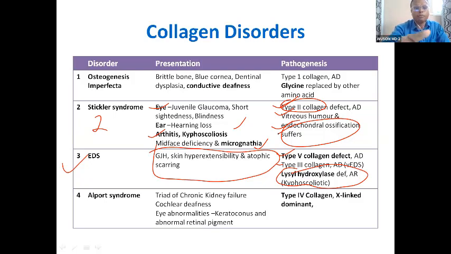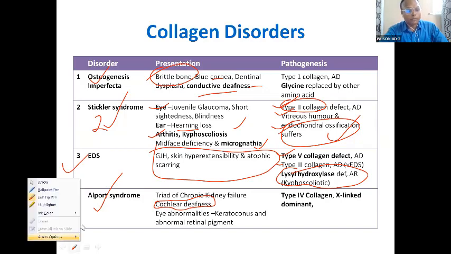And osteogenesis imperfecta, a very simple thing you need to remember is brittle. This is a brittle bone disease. You have corneal and dentinal abnormality, conductive hearing loss. Here in Alport syndrome, cochlear is sensorineural hearing loss. Hearing loss you will see in Stickler also because it affects endochondral ossification. Just understand them. This is collagen disorder.